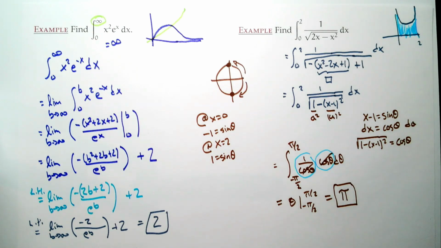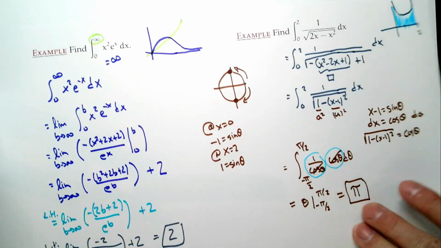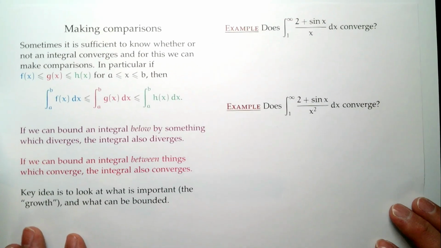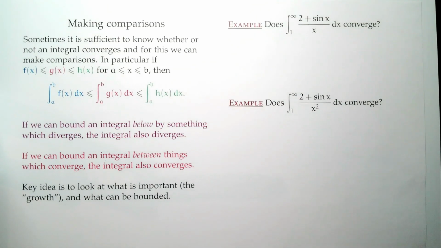All right, in the last few minutes, I just want to talk about one other important idea. This is going to be echoed later on in the course, and it's about making comparisons. There are integrals we cannot do. It's just hard to do integration. But we can ask ourselves the question, does the integral converge? In other words, is it even a number? So sometimes we can answer that question.